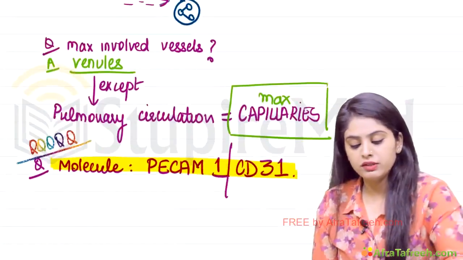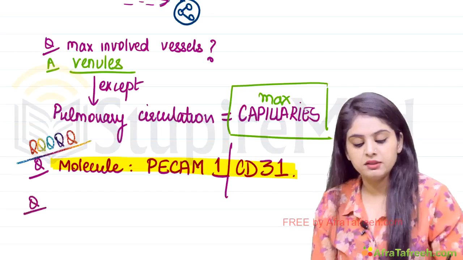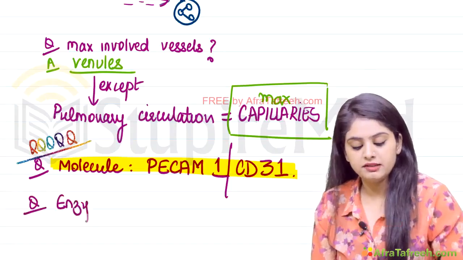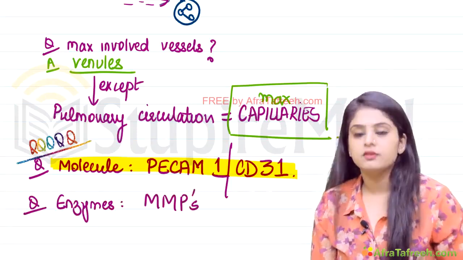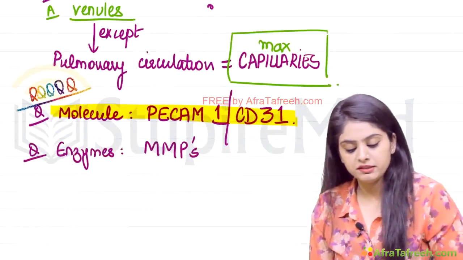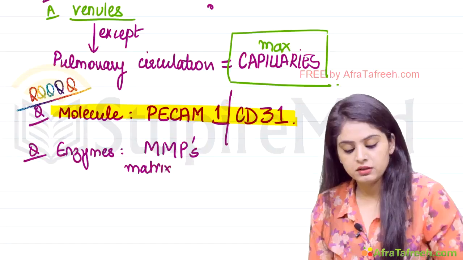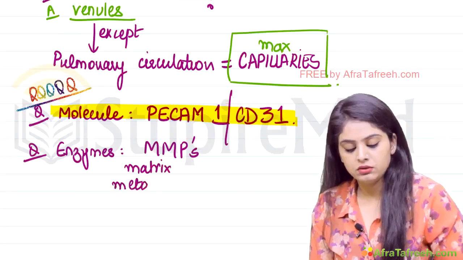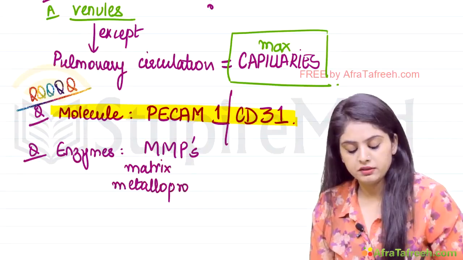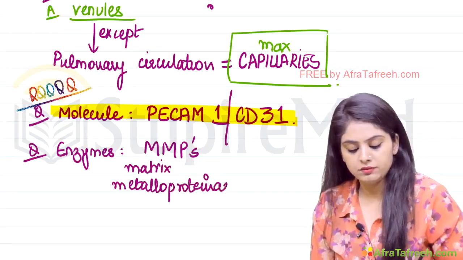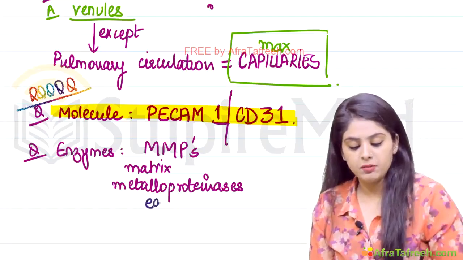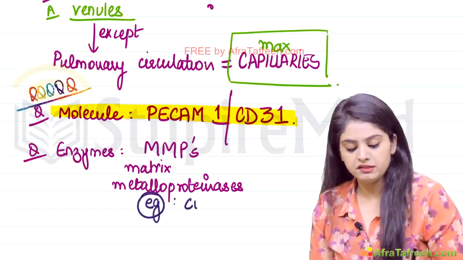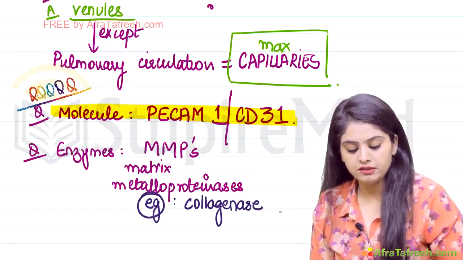So this also needs certain enzymes, and this is mediated by certain enzymes known as MMPs. The full form of MMPs is matrix metalloproteinases. A very important example of MMP is collagenase.